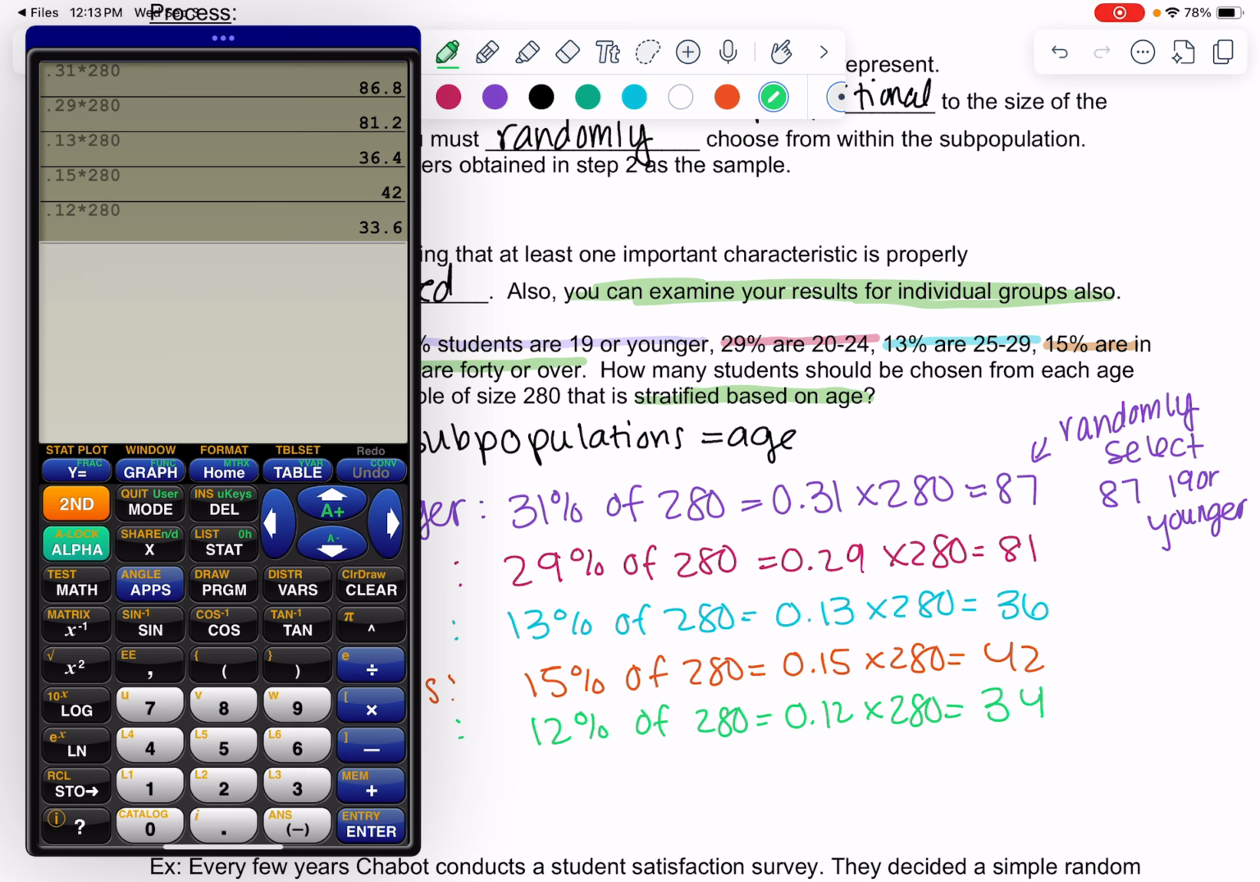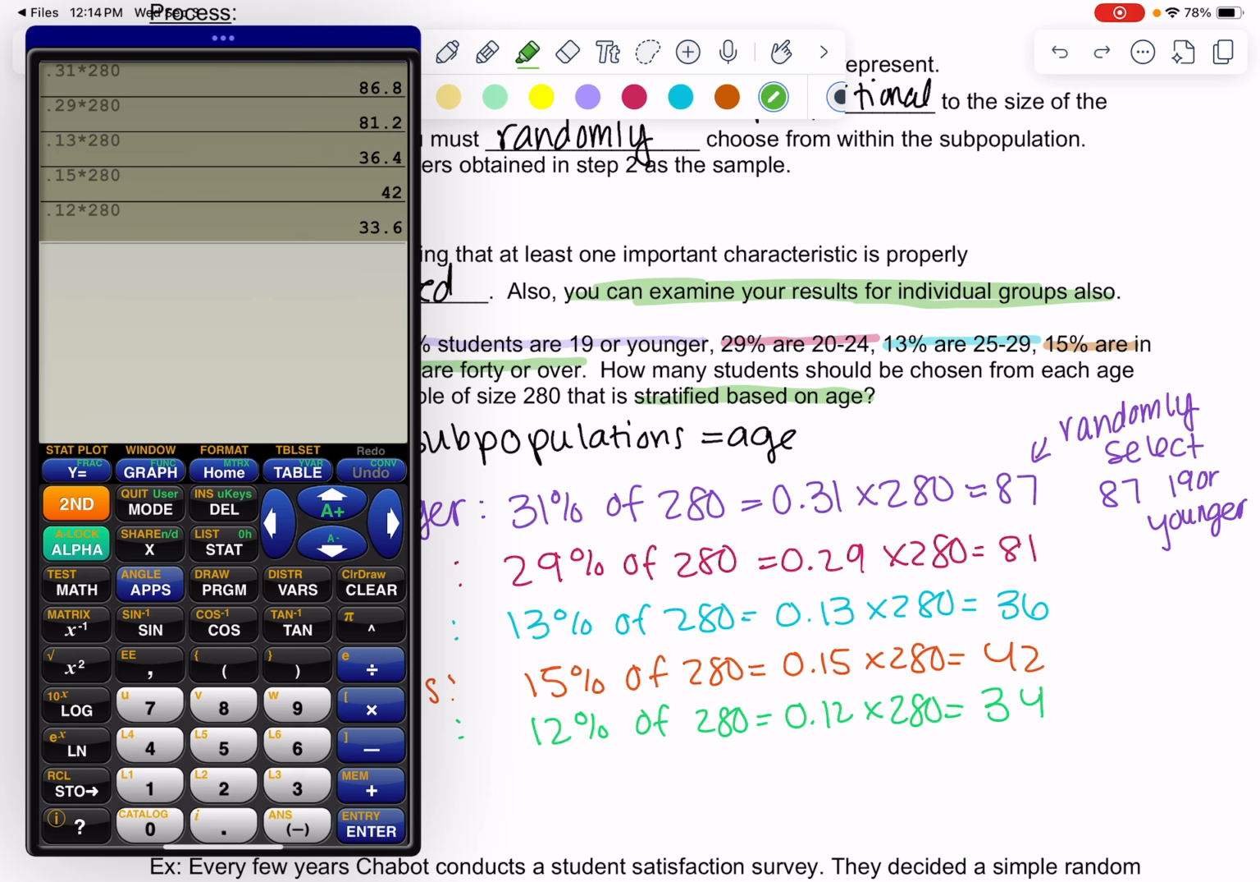And so I'm going to randomly choose 87, 19 or younger. I'm going to randomly choose 81, 20 to 24. I'm going to randomly choose 36, 25 to 29-year-olds. Randomly choose 42 in the 30s. And randomly choose 34 in the 40 and older group. And that's because maybe these little subgroups are interesting to me as well.